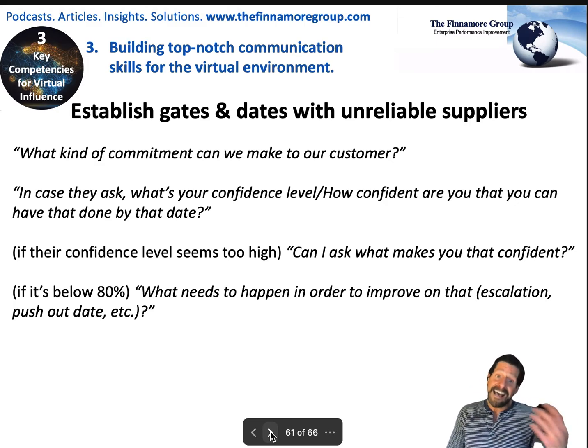what's at stake, and then ask some questions like, what kind of commitment do you think we can make for our customer in a customer example? And then you might say, in case they ask, what's your confidence level? How confident are you that we can have that by that date? And you're looking for a percentage or a number.